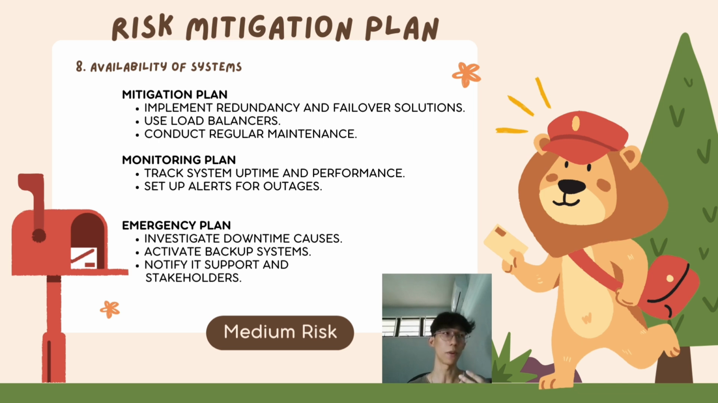And in the event of a system outage or performance issue, initiate an immediate response plan, which includes, first, investigating the root cause of the downtime properly to determine the underlying issues and implement corrective actions swiftly. And also activate the backup system or failover mechanism to restore the critical services and minimize the downtime impact. And take note to communicate proactively with the IT support team and the stakeholders to keep them informed throughout the incident resolution process, ensuring transparency and timely resolution.